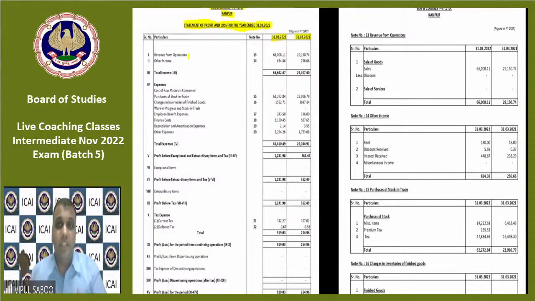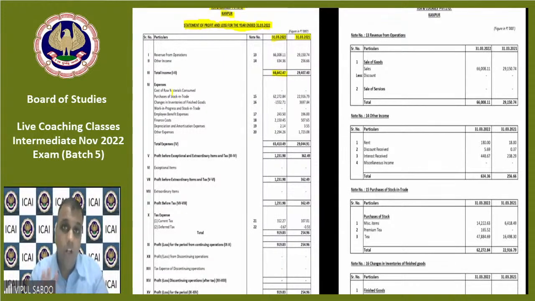Revenue from operations in case of Shyamji's company Tea and Cookies Private Limited, what could be the revenue from operations? Selling tea, selling confectionery, whatever cookies or other complementary stuff that goes with tea. What could be the other income? As I told you, rent, interest, discount, that was it. So that becomes your total income.